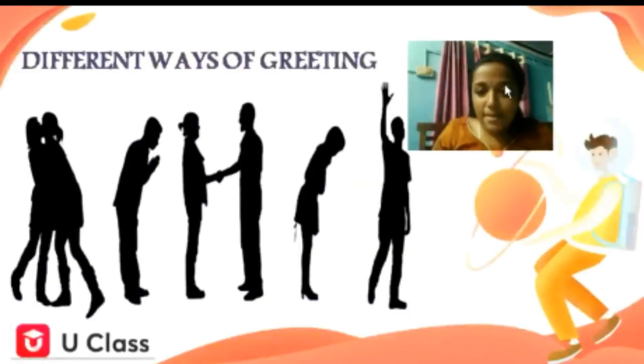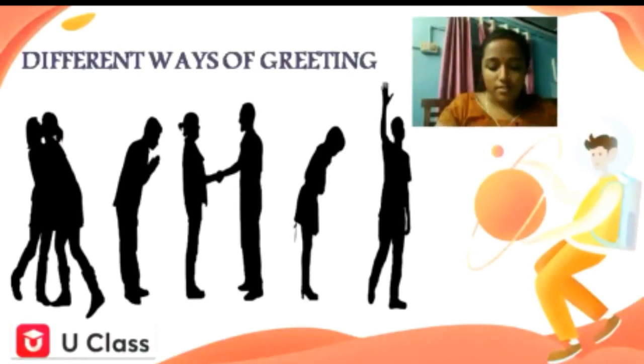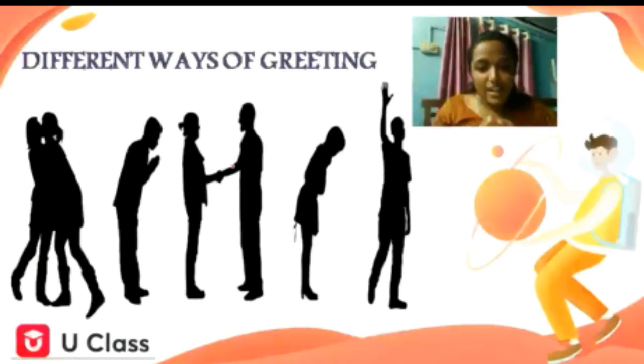So can you see the image over here? What is happening in this image is that these are the different ways of meeting a person. In the first picture, can you see two people meeting each other? In the second, a person is saying namaste. In the third one, you can see two people shaking hands. In the next, a person is bowing down. And in the last one, a person is saying hi or hello. These are the ways of greeting. I hope you got a clear image of how to greet a person.